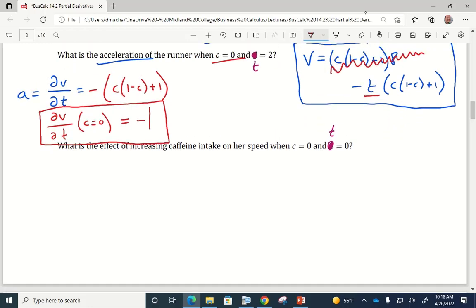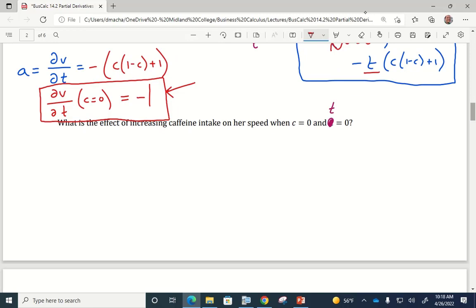But that means she's going to be decelerating as she runs. As she runs more, her speed is going to slow down because her acceleration is negative.